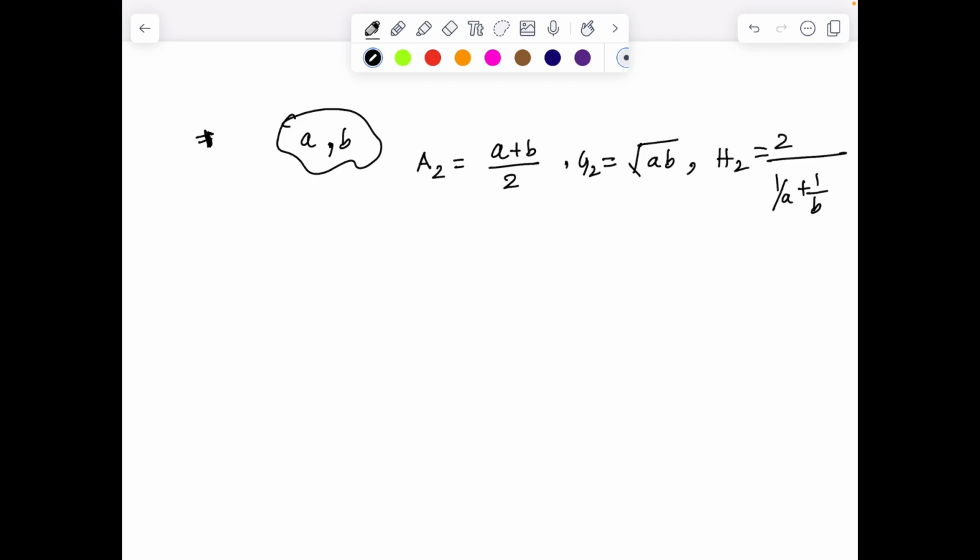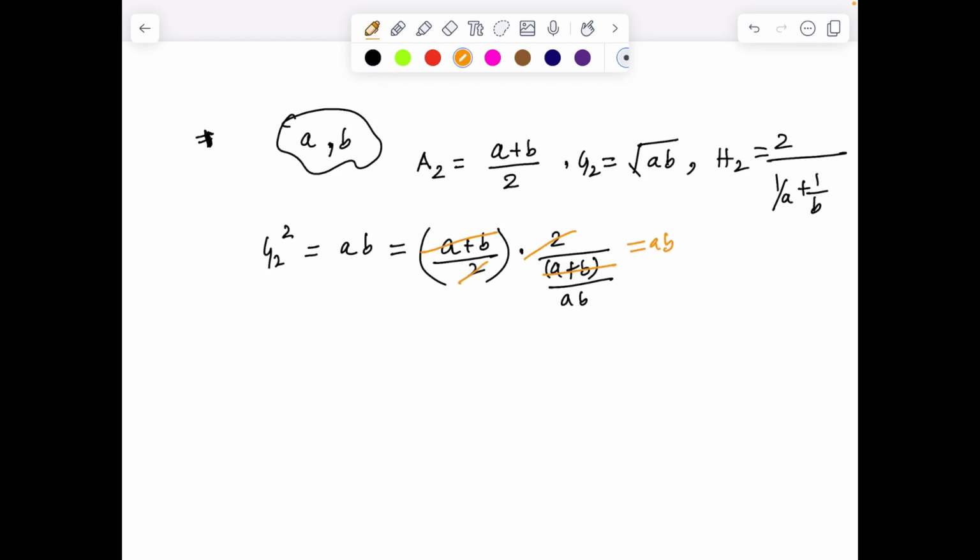So based on this definition, it's very obvious to conclude that G2 square, which is a into b, can be written as (a plus b) by 2 into 2 by (1 by a plus 1 by b), which goes to ab over (a plus b). So you can clearly see a plus b will cancel out, 2 will cancel out, and we'll have ab equals ab. So G2 square is going to give me A2 into H2. In fact, Gn square will be An into Hn if we have n terms.